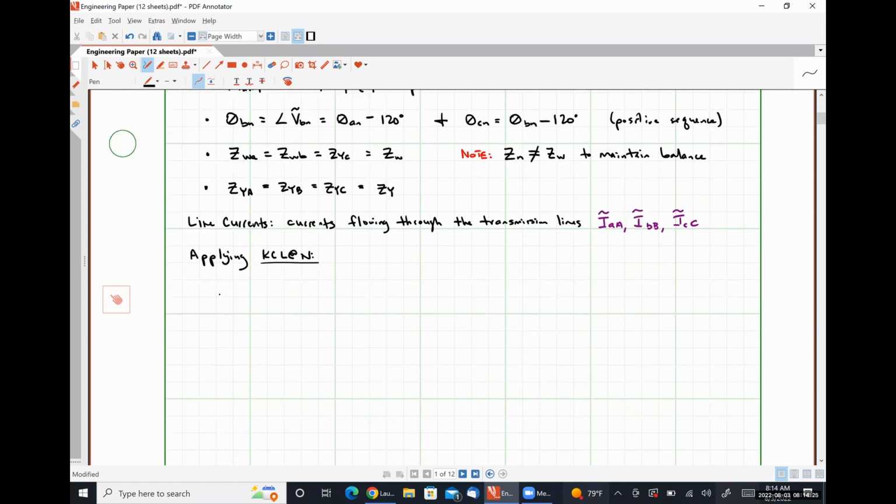So we can say then that IAA plus IBB plus ICC plus INN is equal to 0. Now what we're going to do is use Ohm's law. And we're going to use Ohm's law to represent these four currents in terms of our source voltages using a double subscript notation, okay?